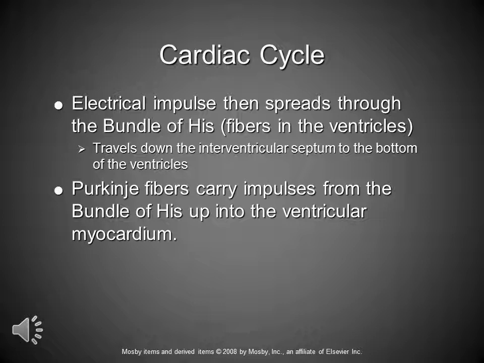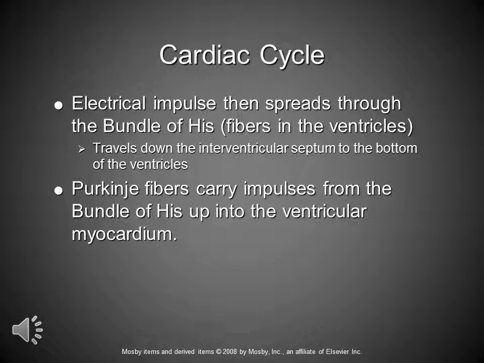It travels down the interventricular septum between the two ventricles to the very bottom of the ventricles at the apex of the heart. Once it reaches the apex, the fibers travel up along the walls of the ventricle, and special fibers called Purkinje fibers carry the impulse deep into the muscle cells themselves.